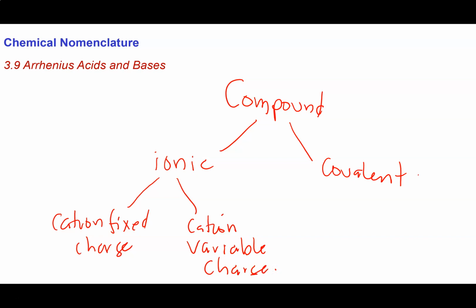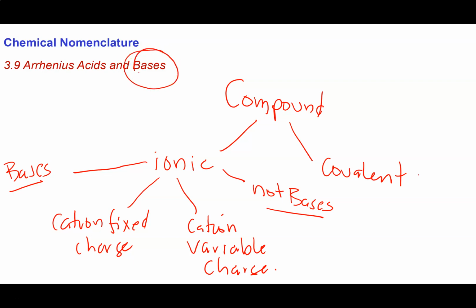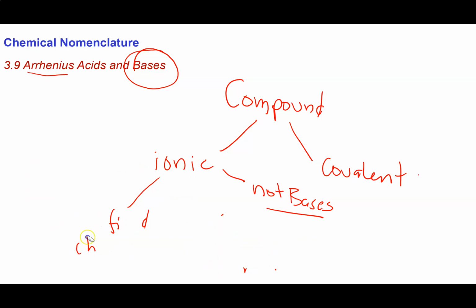There's also another choice that we have to make. Some ionic compounds are bases and some ionic compounds are not bases. So it turns out that that doesn't really affect the naming so much, but it does affect the classification of the compound. So we're going to be talking about how we can recognize what are referred to as Arrhenius bases in this video.